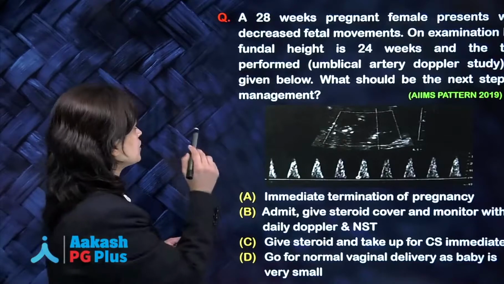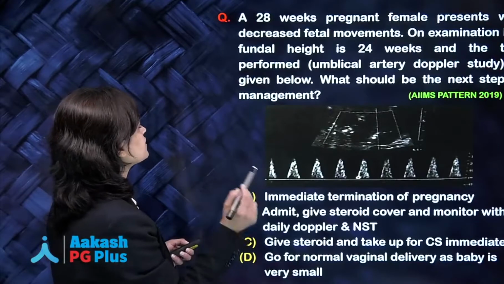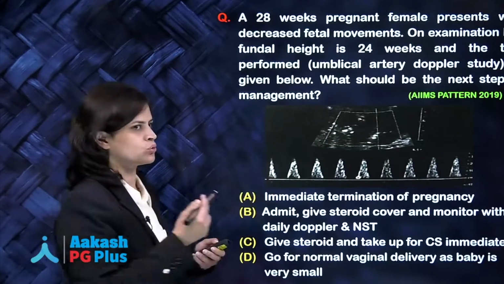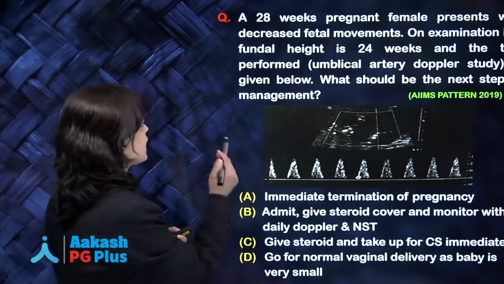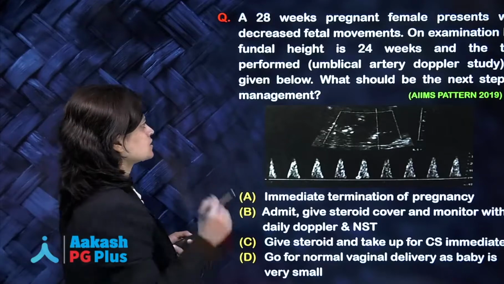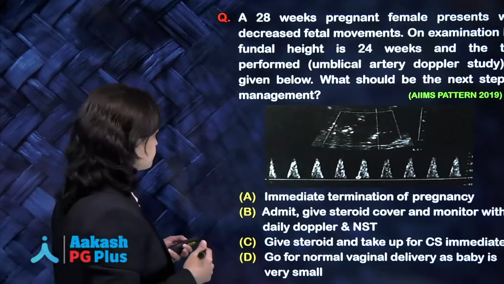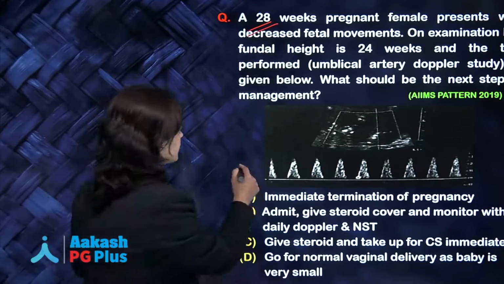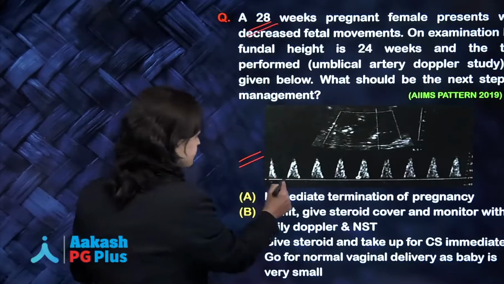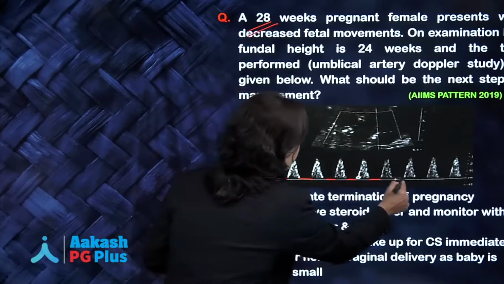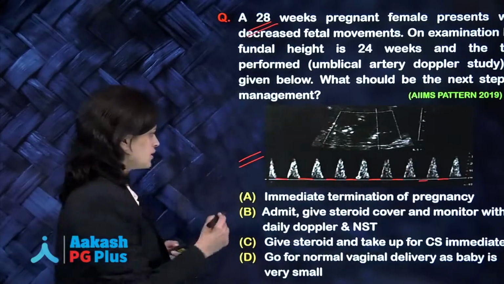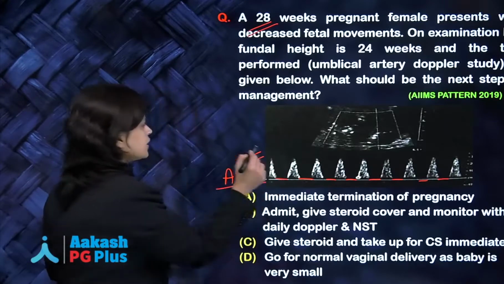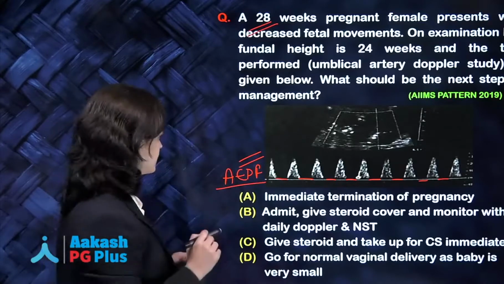The next question, a 28 weeks pregnant lady presents with decreased fetal movements. On examination, the fundal height is 24 weeks, so obviously there is fetal growth restriction, and the umbilical artery Doppler study is given below. What should be the next step? So here important things are 28 weeks and an interpretation of the Doppler picture, which is showing no blood flow to the baby during diastole. So this is absent end diastolic flow, which is the crux of the question. You should be able to identify this.